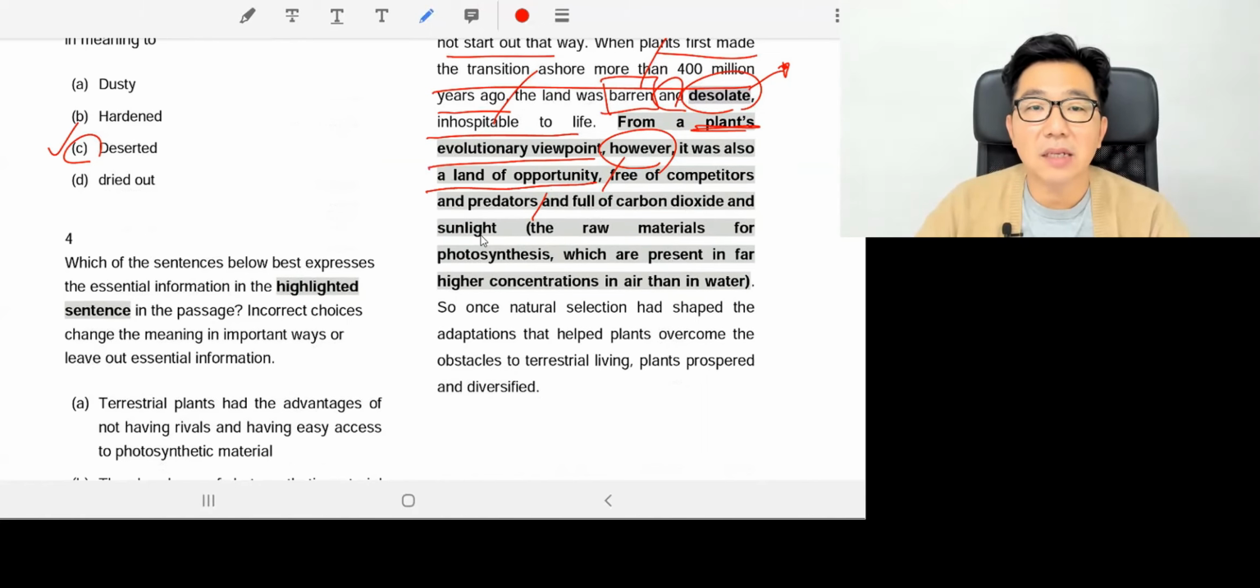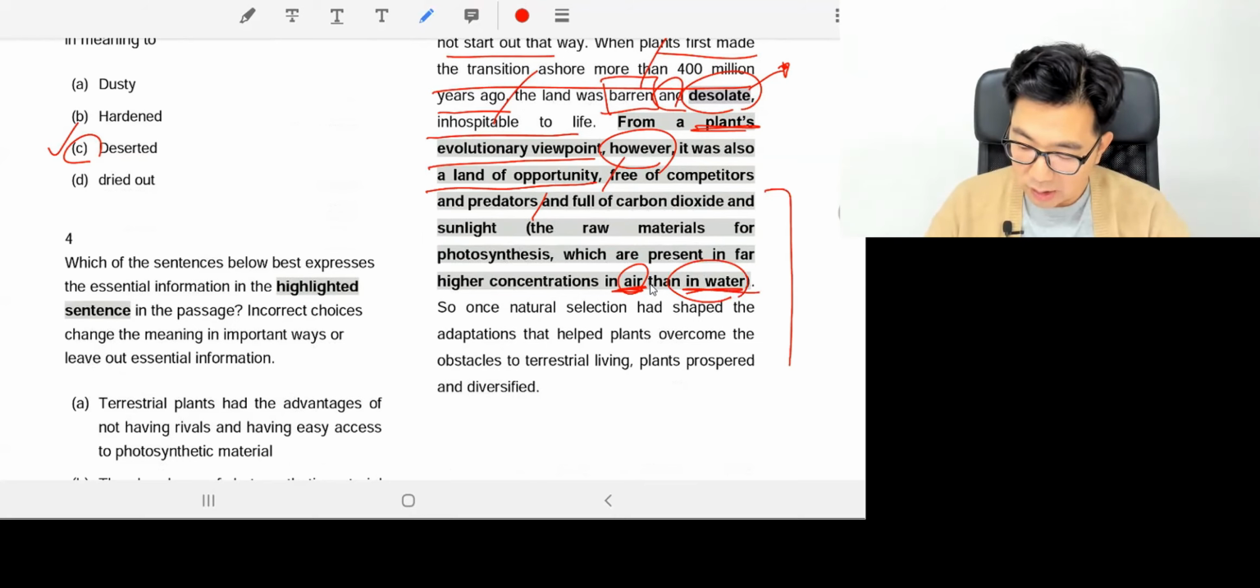Full of carbon dioxide and sunlight. Okay, so plants use photosynthesis to survive, to make food for themselves. So it's full of carbon dioxide, which they need, and sunlight. So it was an opportunity. The raw materials for photosynthesis, as we know, are present in far higher concentration in air than in water. Okay. So in the atmosphere, there is a lot more carbon dioxide and sunlight than in the water. Okay, so let's summarize this sentence because we need to solve the question.